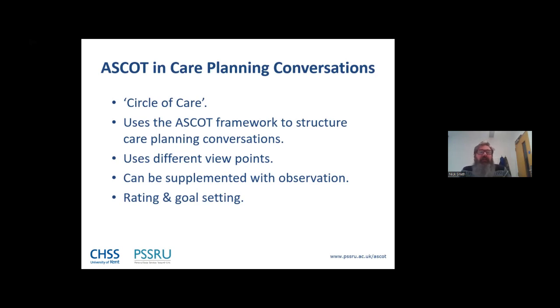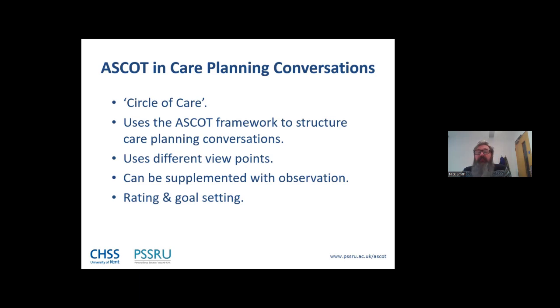But importantly, it uses different viewpoints to understand someone's life and inform the care planning conversations. What we mean by that is the care planning conversation would be pulling together a group of people who would form the circle of care. At the centre, the most important person would be the resident themselves. But they would also be supported, hopefully, by a friend or a family member and by a member of staff who works with them and knows them well. By having different people involved in that person's life, they could supplement their views and ensure that they could talk about or provide information about what their quality of life is like and talk about goals.